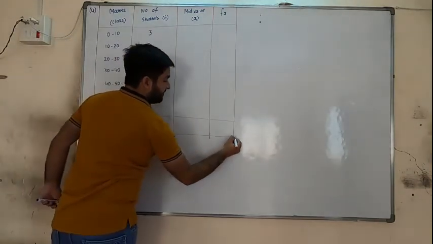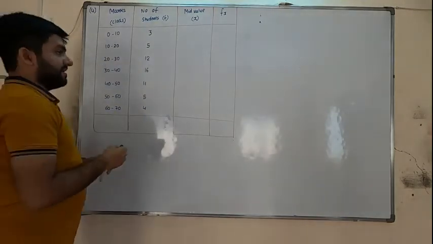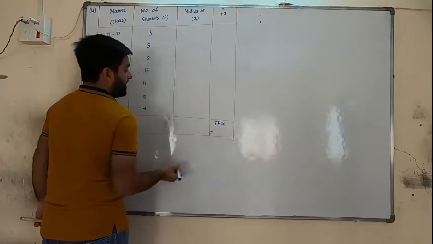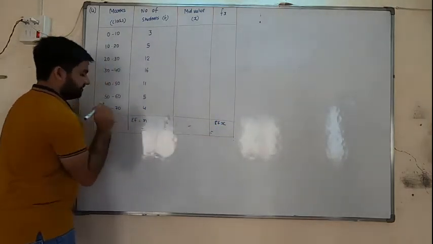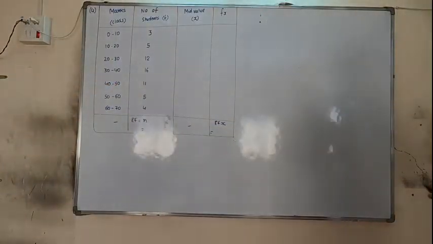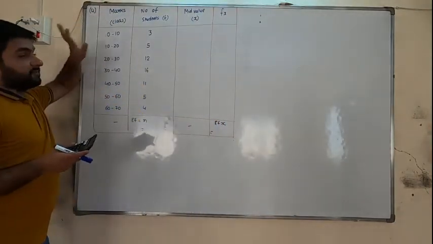Now we will decide which column's total is required. Again, sigma fx. So sigma fx divided by n. N means sigma f is equal to n. Okay. Now first of all, let us take the mid values. How to take the mid values? Lower plus upper by 2.